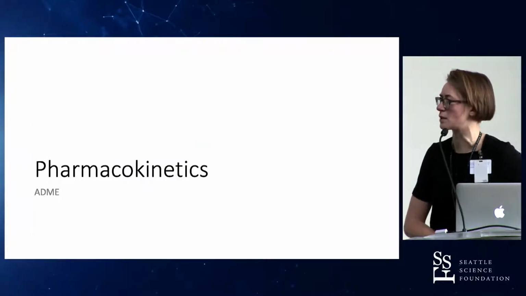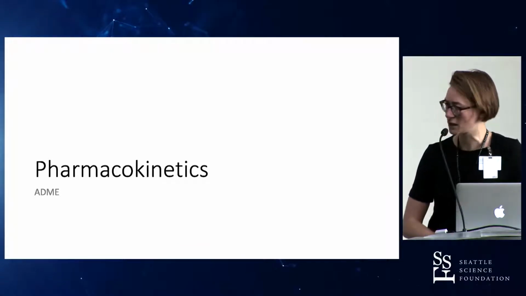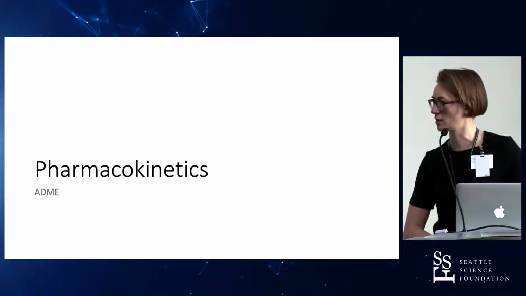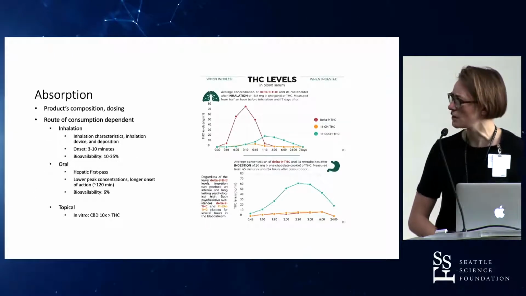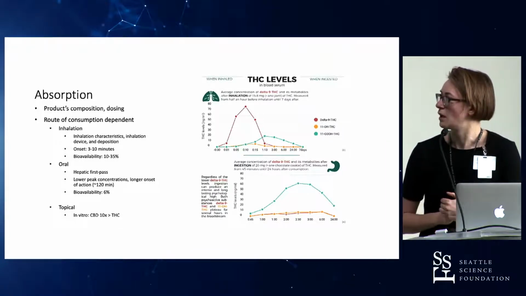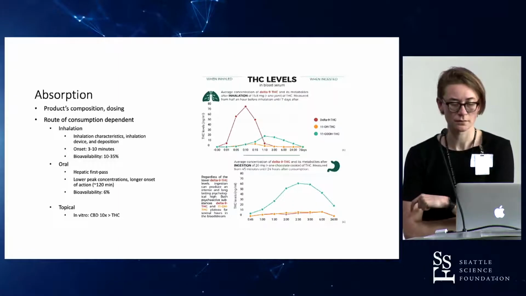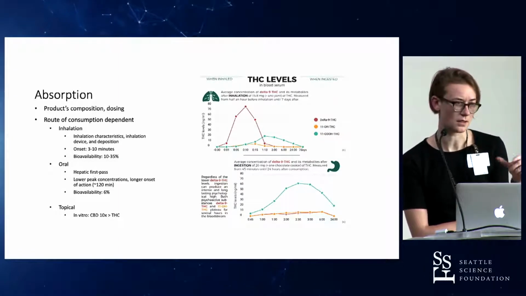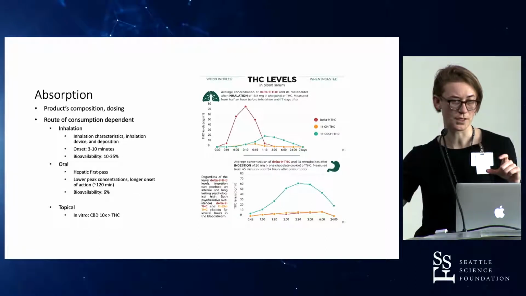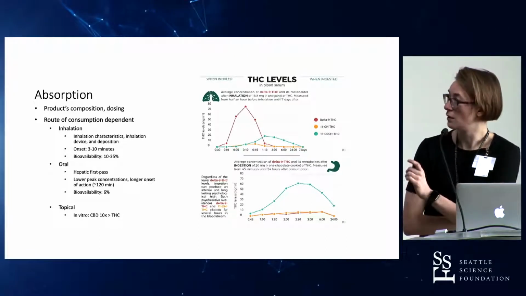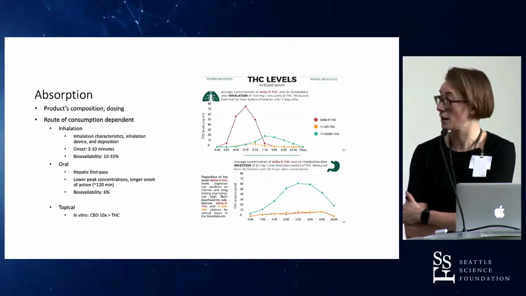Okay, and so this is kind of the meat. So we're just going to look at pharmacokinetics and a little bit of pharmacodynamics. So what your body is doing to the drug. So when it comes to absorption, it's going to depend on the product's composition. So you can get a marijuana cigarette that has 8%, or you can get one that has 22%. So you're going to be getting a lot more THC if you have a high THC content product.